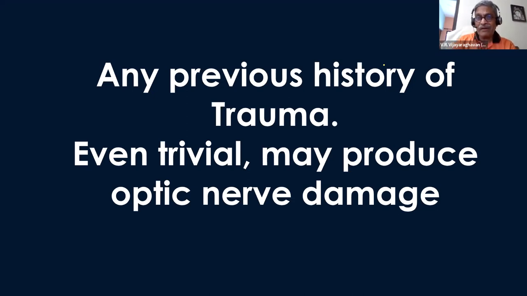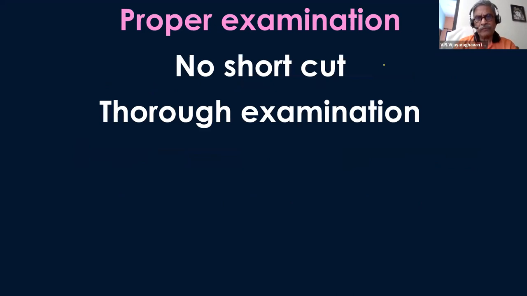So never forget the history of injury. Even a minimal trauma can give a problem to the optic nerve, because of a fracture somewhere in the optic canal area. That's the reason for this. You have to ask the leading question about history of injury to the patient. It may be trivial also.